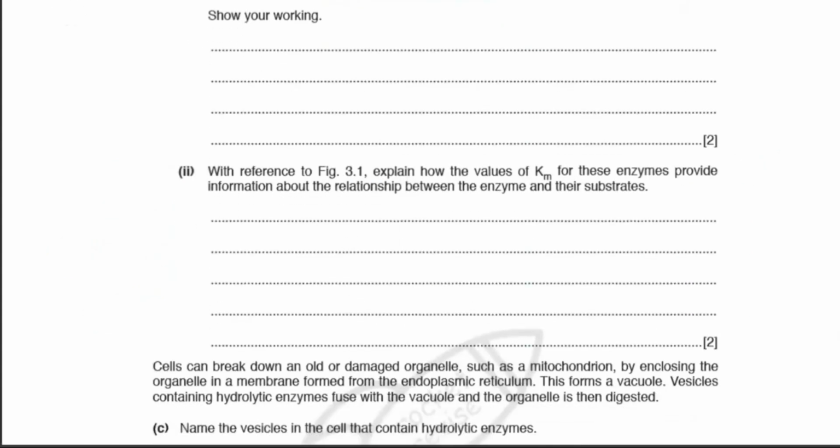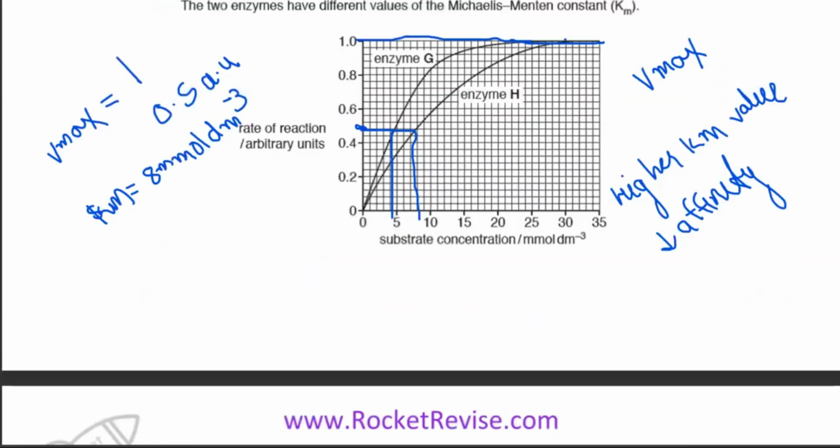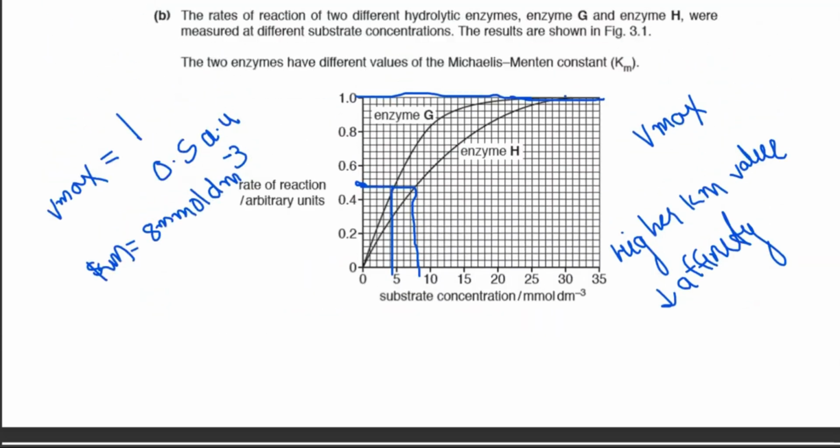With reference to figure 3.1, explain how the values of Km for these enzymes provide information about the relationship between the enzymes and their substrate. Again, the same thing. Here you can give a solid comparison in terms of values. You can find out the Km of enzyme G and you already know the Km value of enzyme H. Enzyme H is 8 and for enzyme G it's somewhere around 4, 4 point something.